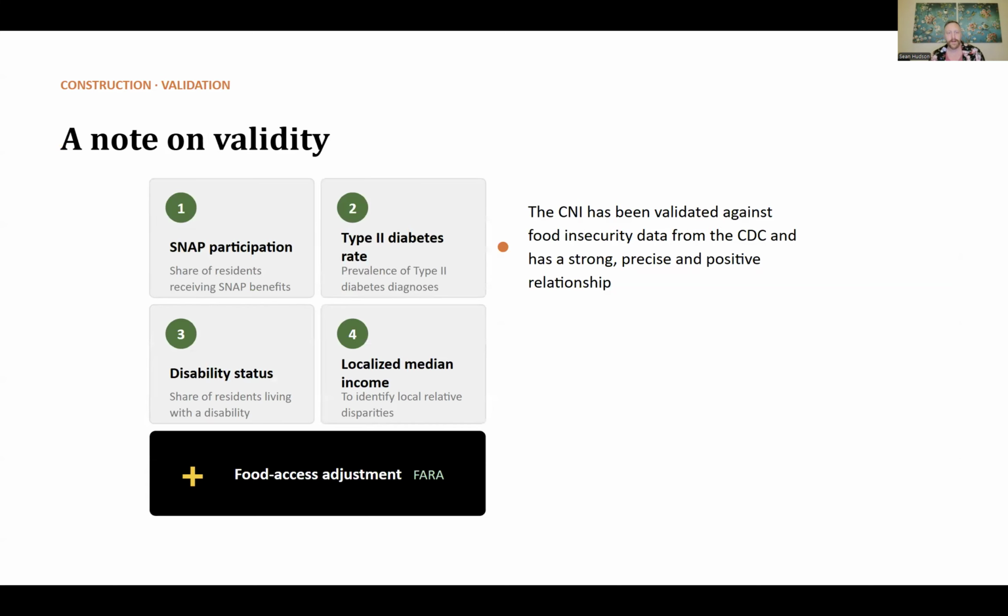Note on validity. The CNI has been validated against food insecurity data from the CDC. That does exist in the CDC Places dataset, but it just is more sparse. It isn't available everywhere. Not every place participates, but where it does exist, this score has a very strong and positive relationship. So where the CNI is high, the food insecurity also tends to be high, and that works really precisely, and it's a statistically strong relationship.